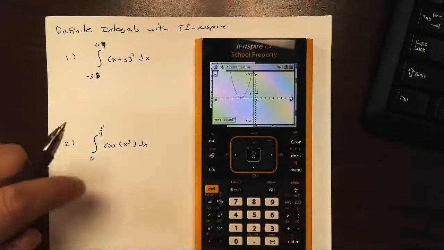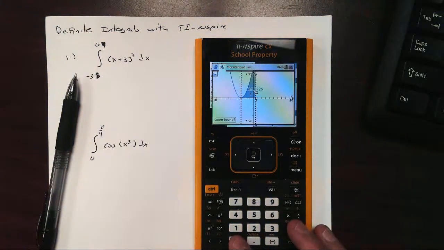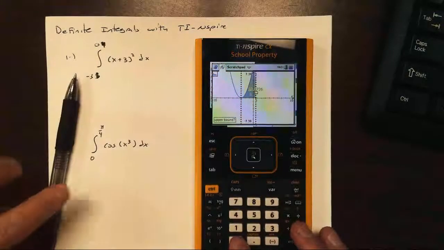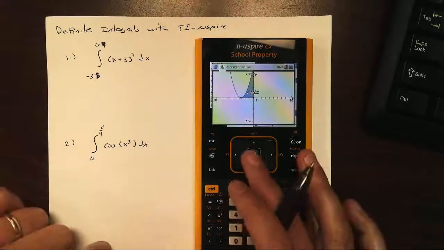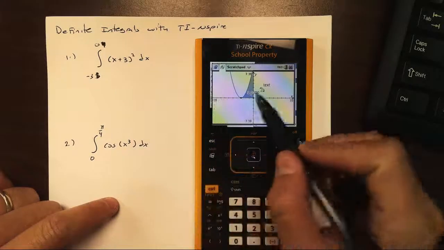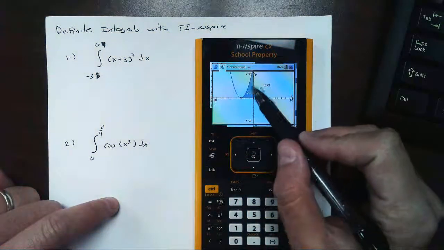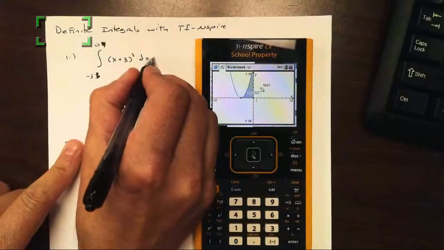And then I just hit my domain. Well, my domain goes from -3 to 0. It says upper bound, and I just type in the number 0 right now. I press enter. And the really cool thing is, if you notice, it gives you the area right there. It's even shaded for you. And it gives you the answer, which of course is 9.